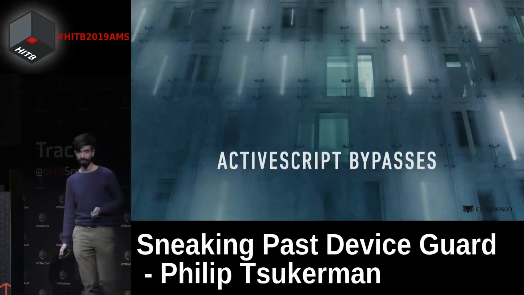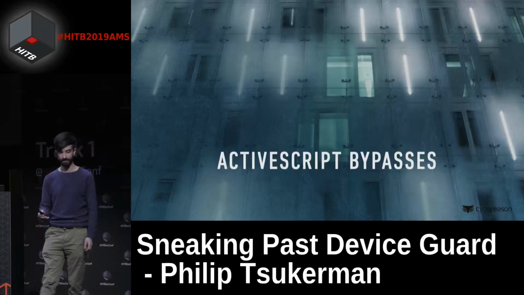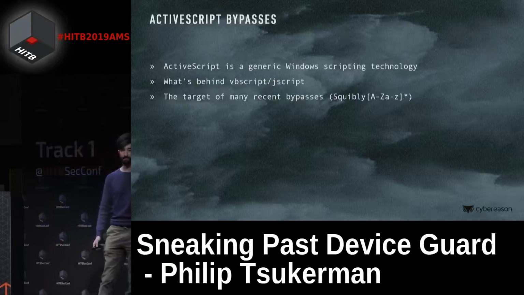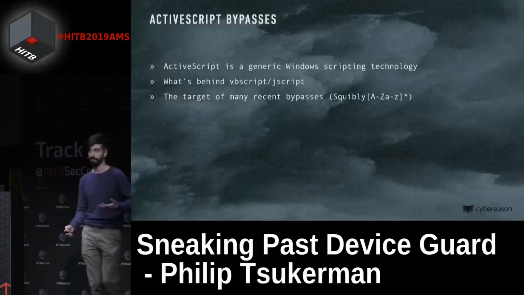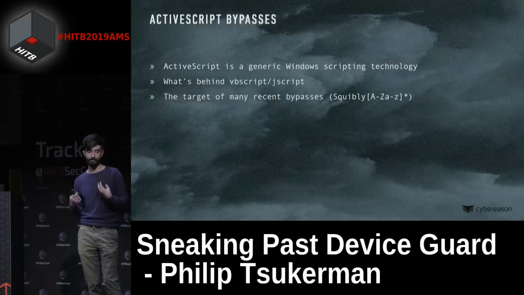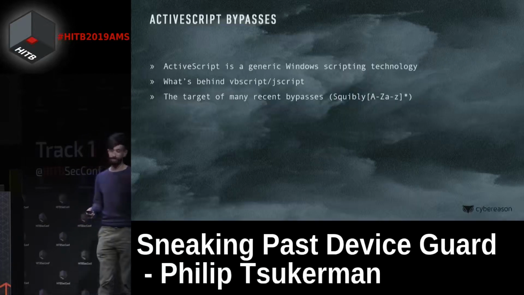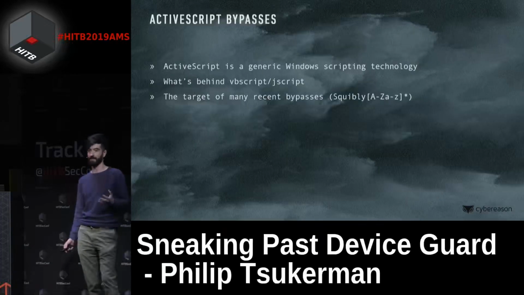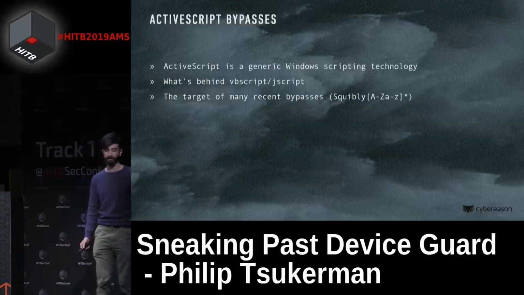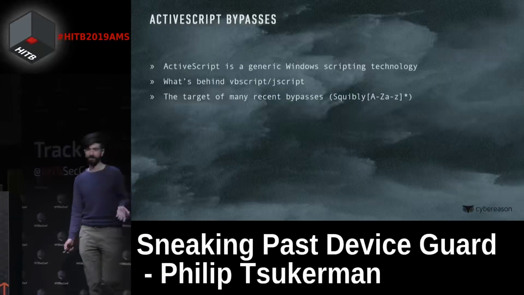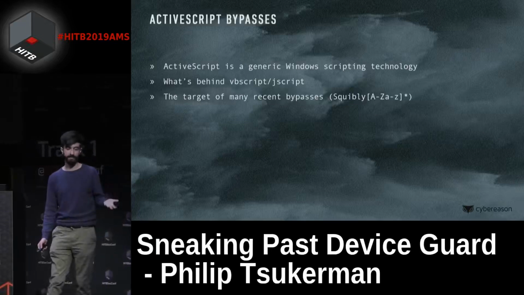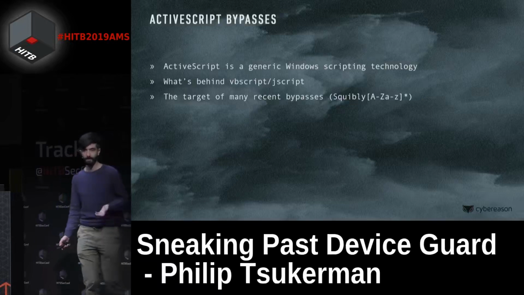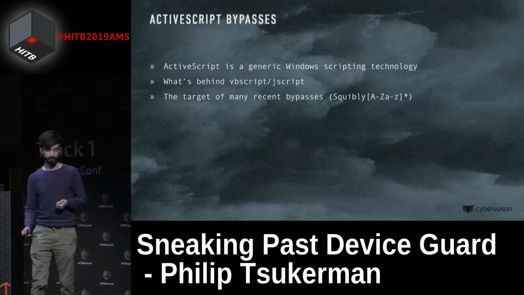All right, so let's move on to a couple of ActiveScript bypasses. Now, ActiveScript is a Windows technology that allows you to pretty much script any of your own applications using a couple of different scripting engines. And you could also write your own scripting engine, which will be able to work with any of the compliant applications. And ActiveScript engines and hosts have been the target of a couple of recent bypasses, mostly called Squiblydoo whatever. But we'll talk about a couple of different ones here.